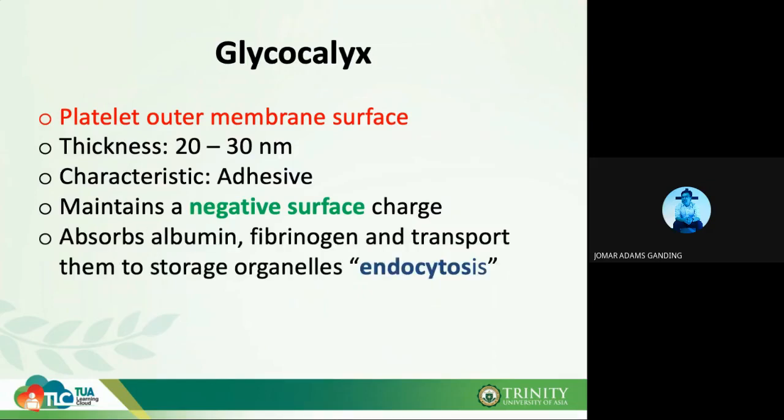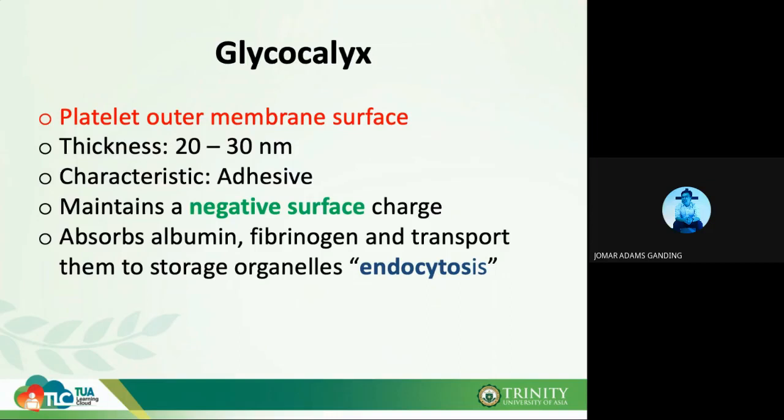They also absorb albumin and fibrinogen and transport them to be stored in the organelles through endocytosis. So through endocytosis, your platelets absorb albumin and fibrinogen to store them up within the platelet.